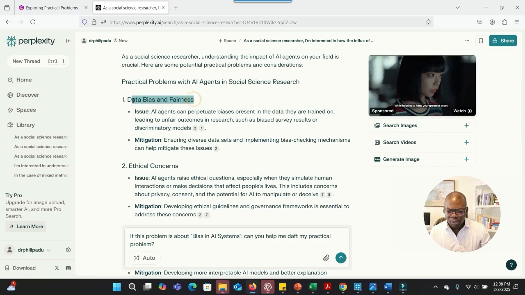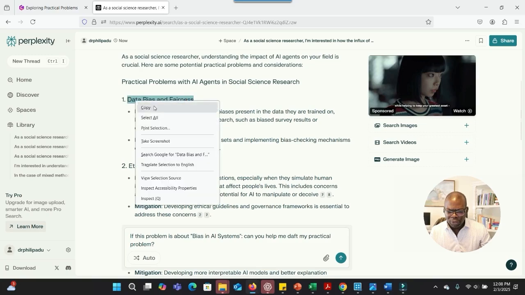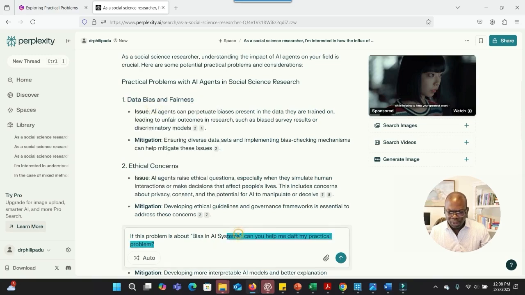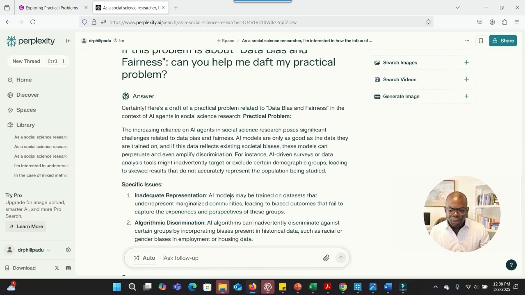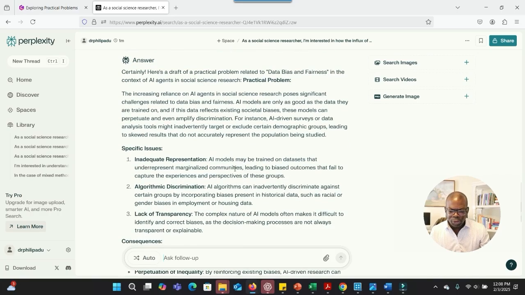So let me copy the data, bias, and also fairness and bring that information here. Okay, so you can see here the system has been able to help us with the drafting of the practical problem, right? So it's so interesting that increasing reliance on AI agents in social science research poses significant challenges related to data bias and fairness, right?